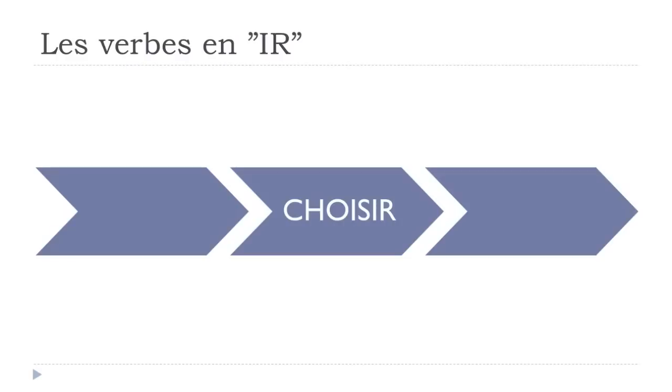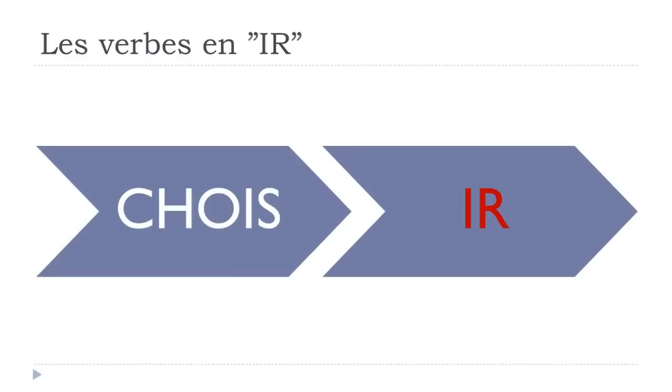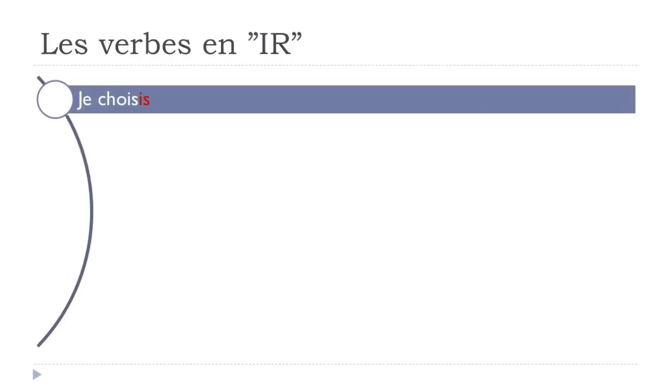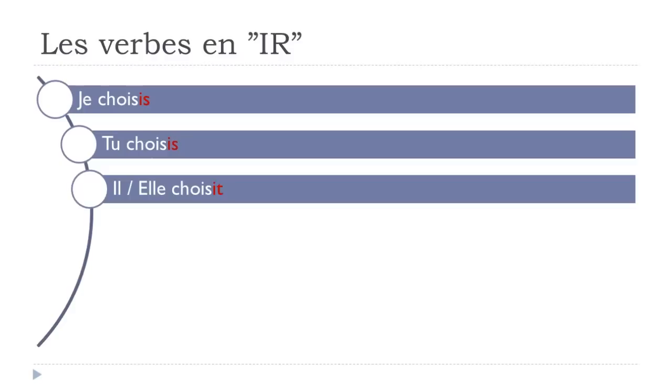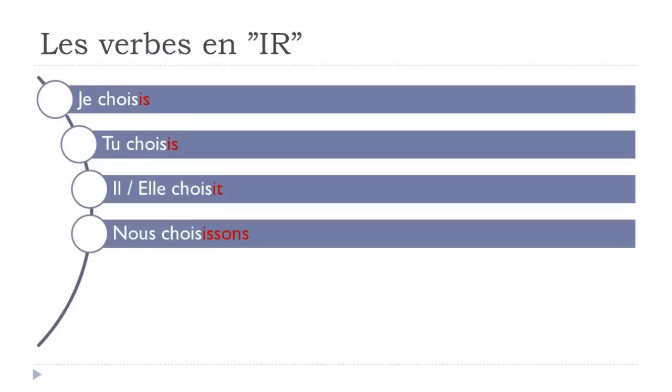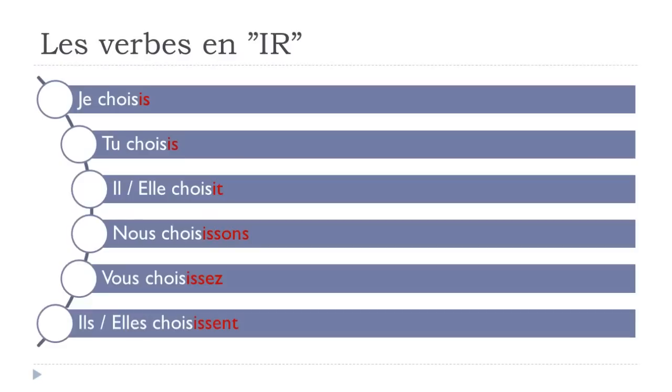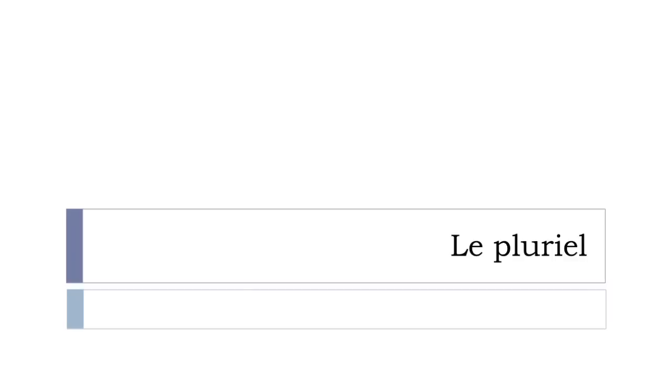Okay, let's take choisir, third example. You spot it ending with IR here. Choisir means to choose. Okay, then. Same way. Je choisis, tu choisis, il choisit, elle choisit, nous choisissons, vous choisissez, ils choisissent, elles choisissent. Then we'll discover together the plural form, how to make a plural form.